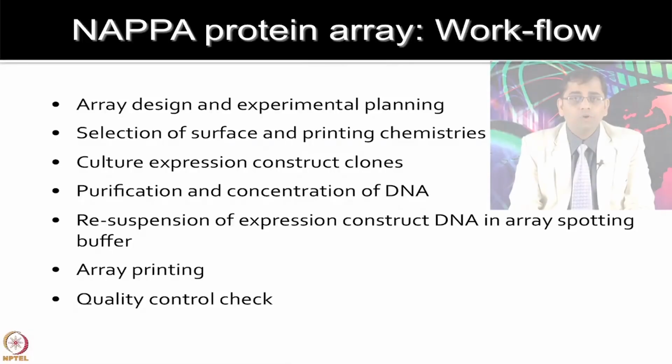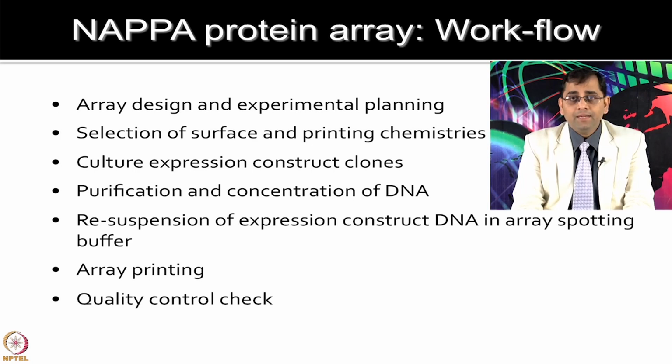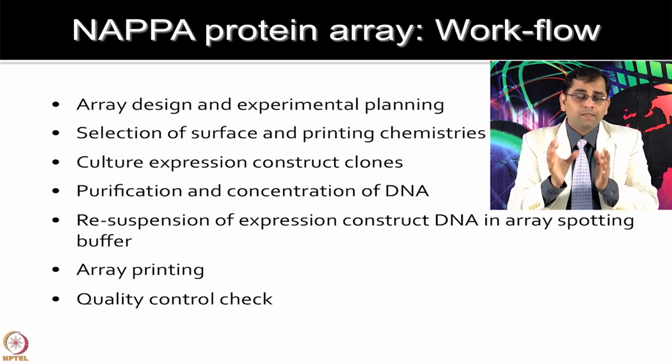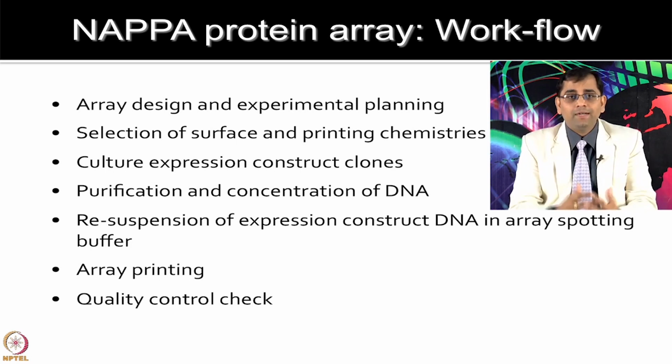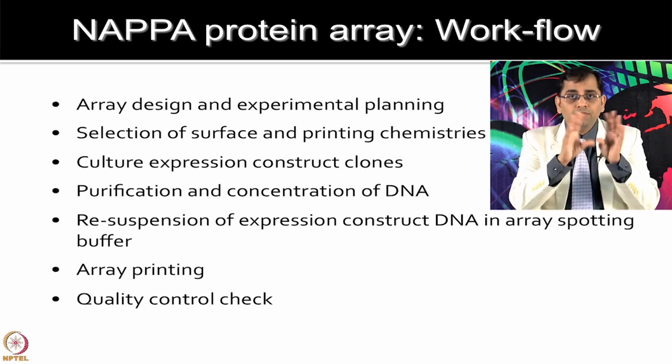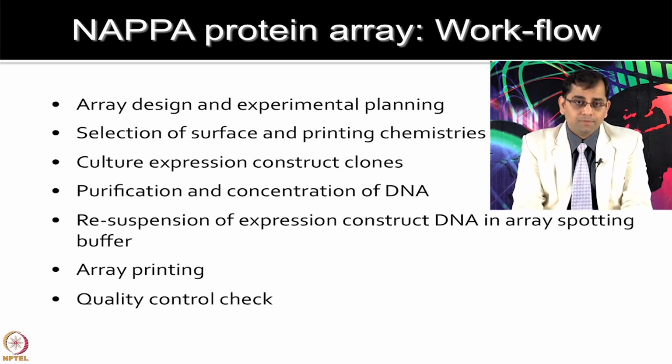So, the very first thing is that you want to decide the layout of your array: which genes you want to print, in which form you want to make your blocks, and where you want to place your control spots. You also have to identify your best control spots, what should be the positive control, what should be the negative control, and where they should be placed on the array layout.